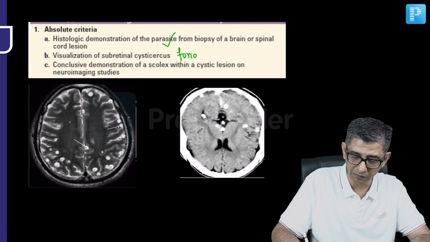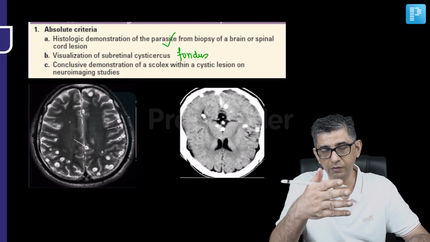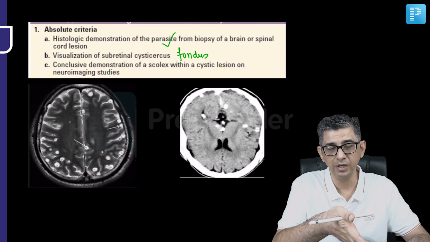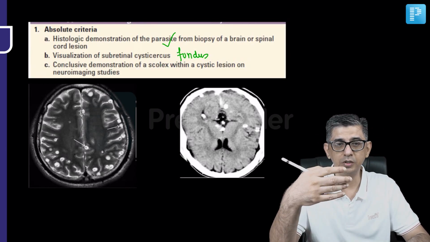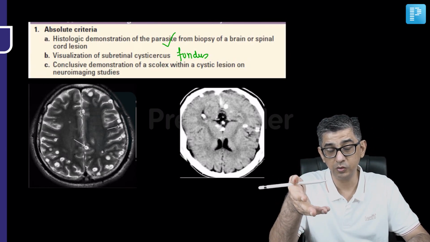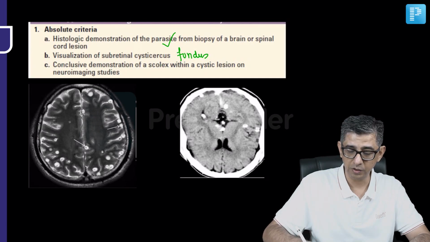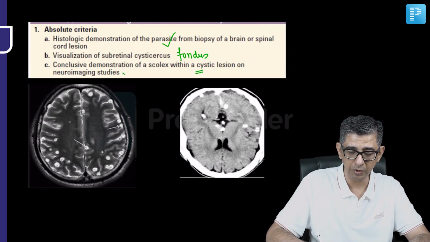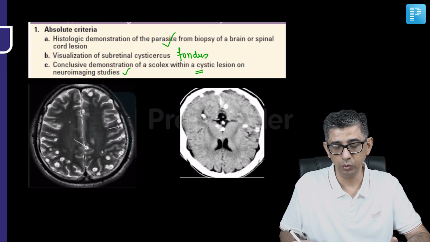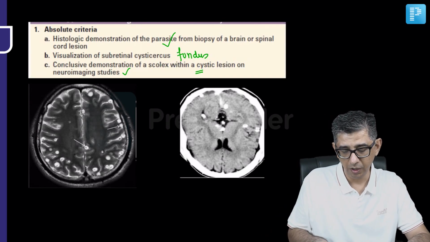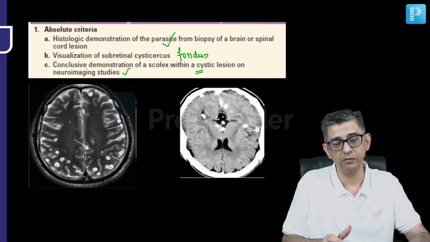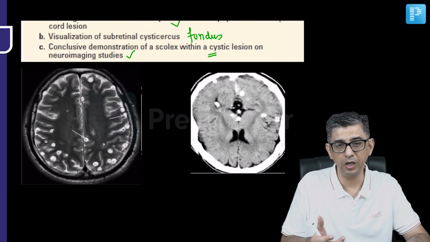I mean, there are three ways when we are 100% sure that we are dealing with neurocysticercosis. One is histology, second is fundus examination showing a subretinal cysticercosis, or for that matter, a scolex within a cystic lesion on neuroimaging. And once again, I've shown you slightly enlarged images of the actual ones that were pretty similar to the ones that actually came in the exam.